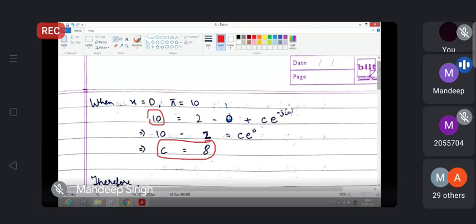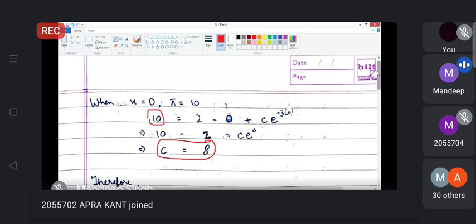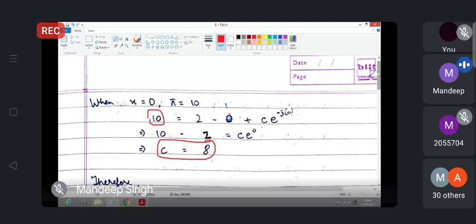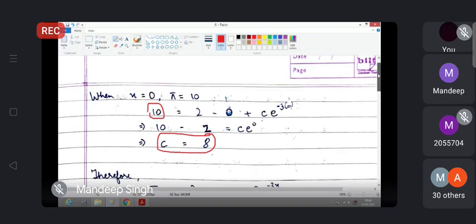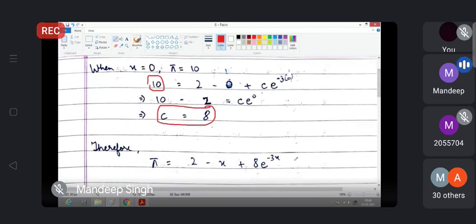If you people have Rana and Agarwal with you, in your question, correct the value of x. The value of x is written there as 9. It is not 9, it is 0. Okay. Therefore, our answer is pi is equal to 2 minus x plus 8 into e raised to the power minus 3x. Check this question in your exercises, in the last exercise before the difference equations chapter.